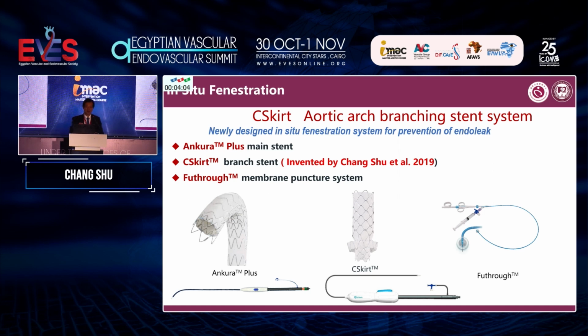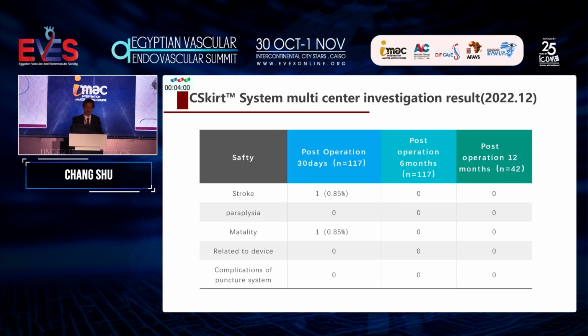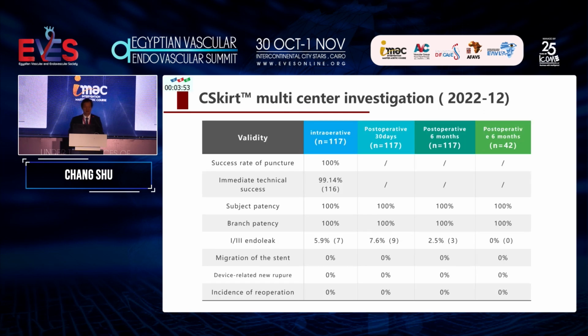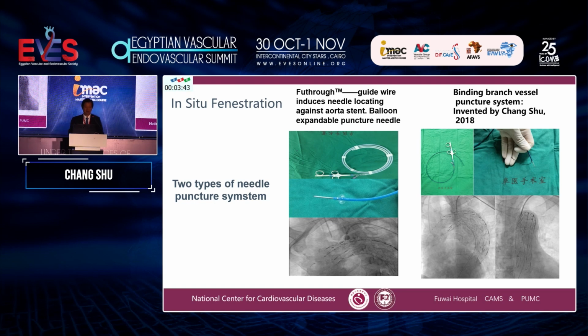So you use this device in combination with a puncture needle to finish the whole procedure. We have already done the multi-center investigation in China with very good results. There are 120 cases involved in this multi-center investigation. We find the endoleak is less, and the follow-up is perfect. We have 2 different kinds of puncture needle. One is a Bolen puncture needle. Another one is the bending puncture system.